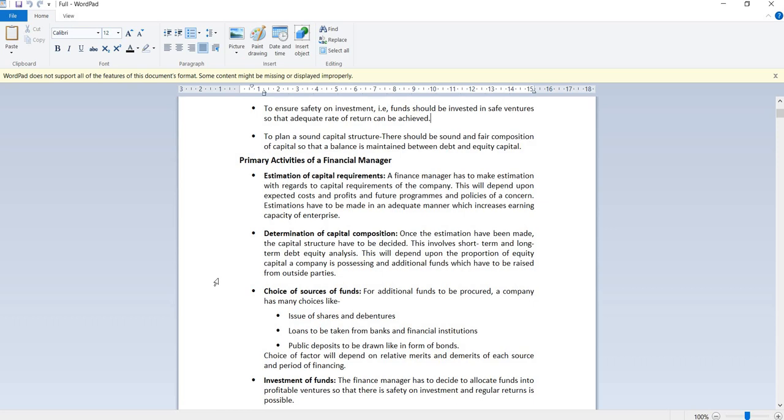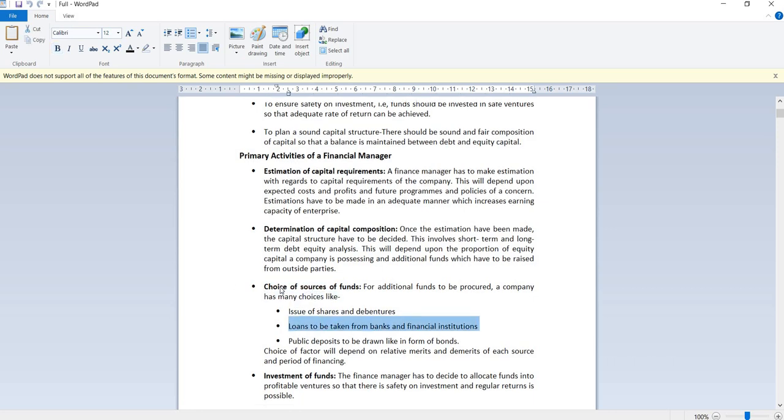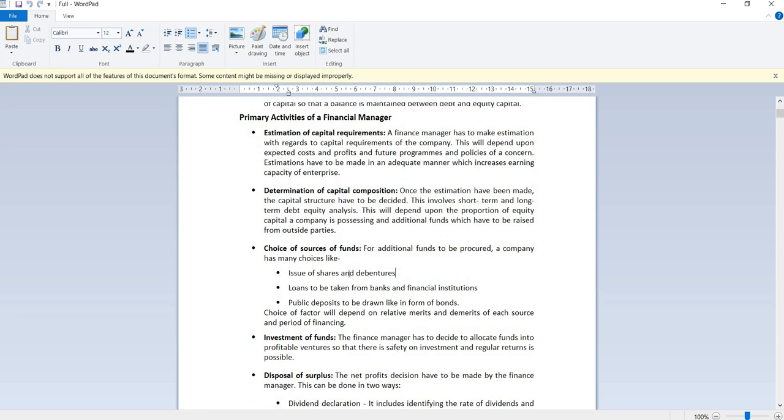And then, kung saan manggagaling yung kailangan mo. Is it for short-term loans, long-term loans, or your capital? And then, choice of sources of funds. So, is it through the issuance of shares or debts, loans from banks or other financial institutions, public deposits to be drawn, like in the form of bonds, and etc.